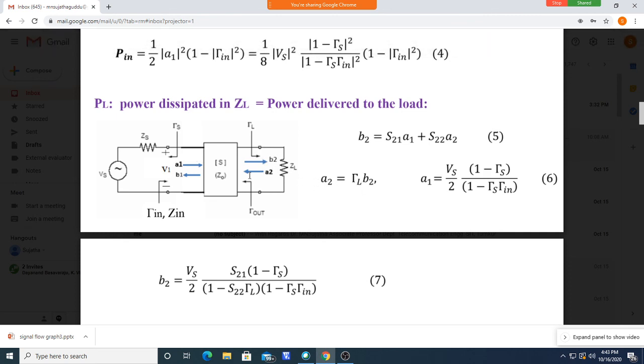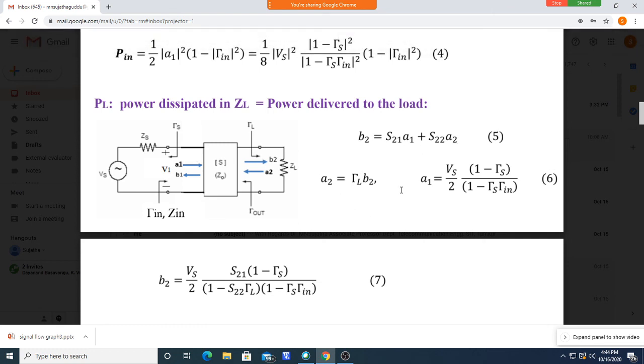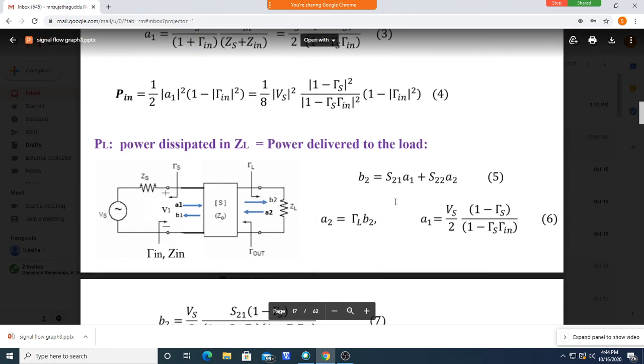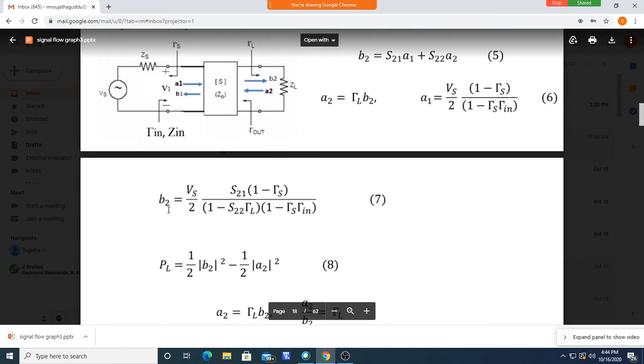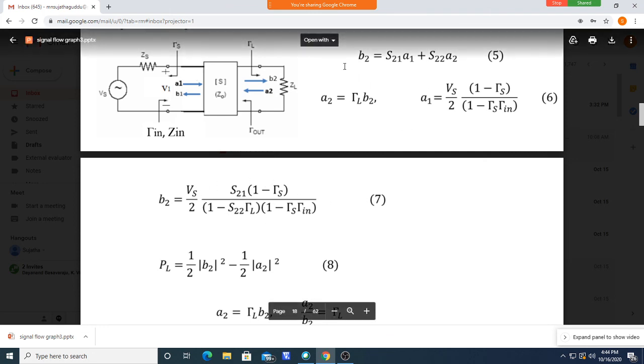A part of this B2 reflects. What is the part? That depends on Gamma L, which is ZL minus Z0 divided by ZL plus Z0. So you can calculate A2 here, and A1 we already obtained in the previous class. A2 we know, A1 we know. You substitute them in this equation and you will be getting B2.